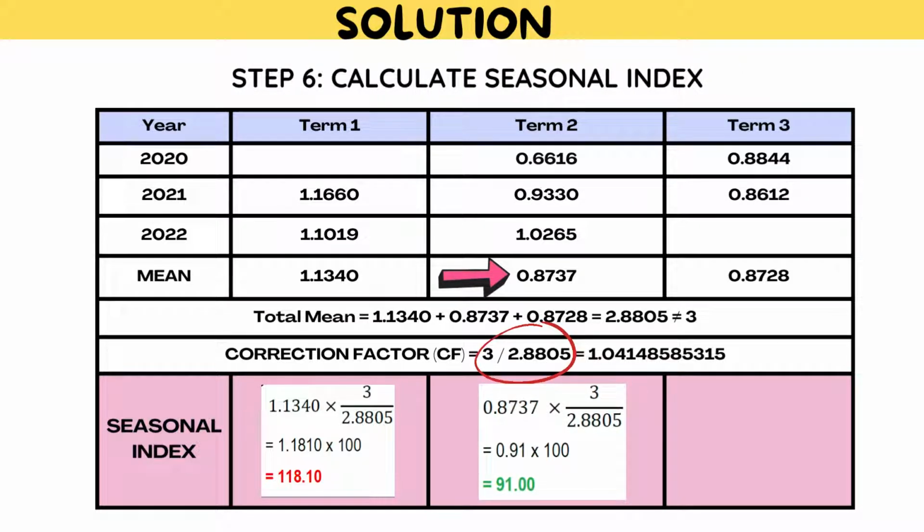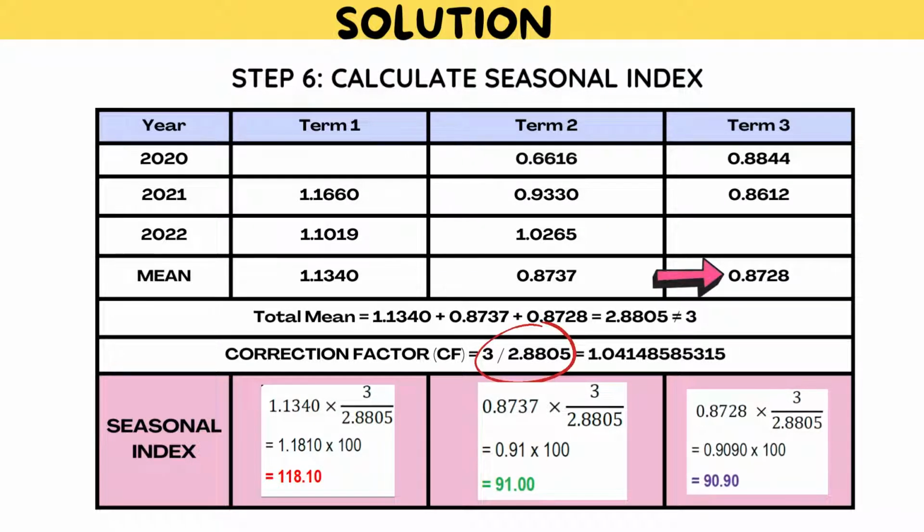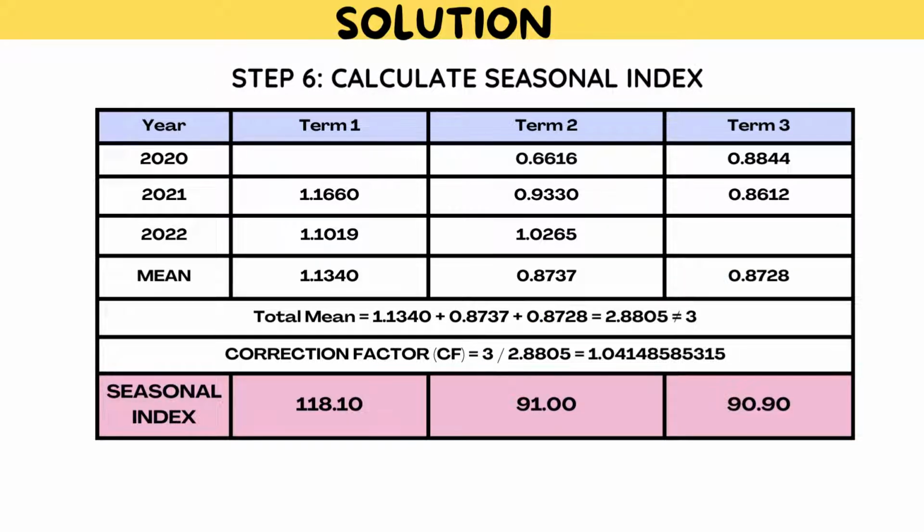Same goes for the seasonal index for term 2. The mean is 0.8737 times our correction factor, the answer is 0.91, and then times 100, the value is 91.0. Last but not least, our third term. The mean is 0.8728 times the correction factor. The answer is 0.9090. This value times 100. So our seasonal index is 90.90. So class, this is the answer for our seasonal index values.